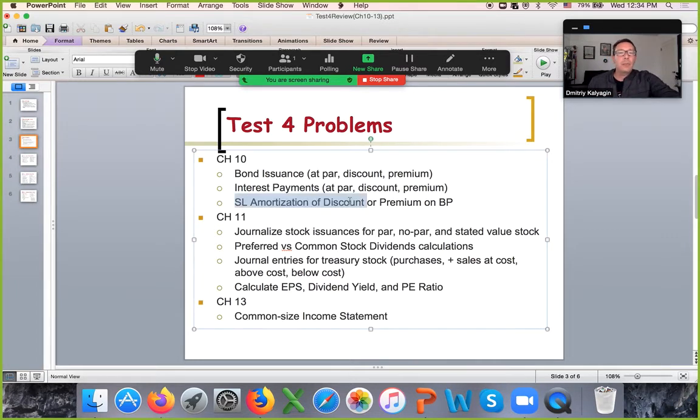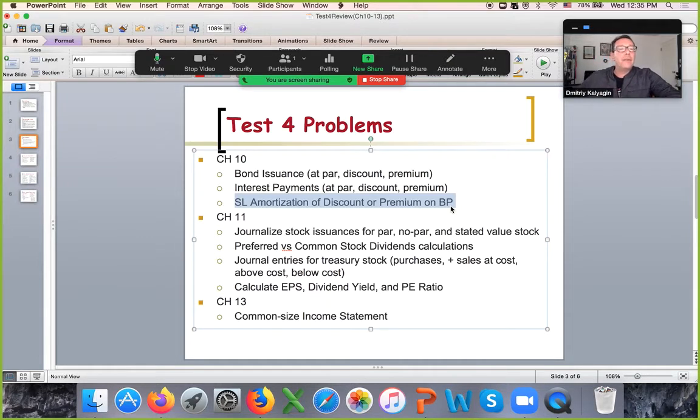And then you will have to prepare a short amortization table, straight line amortization. We did not cover effective interest amortization, just the straight line amortization for either discount or premium on bonds payable. So you have a discount or a premium balance, and with every interest payment you decrease it, and by the maturity date, either your discount or premium should be zero. And you also calculate the related carrying value of a bond.